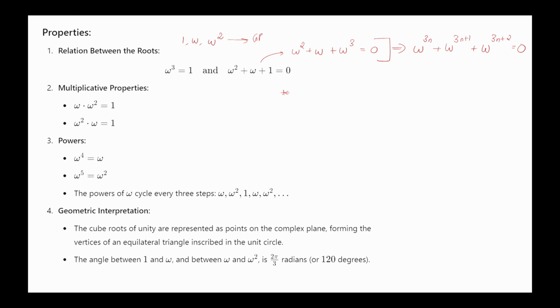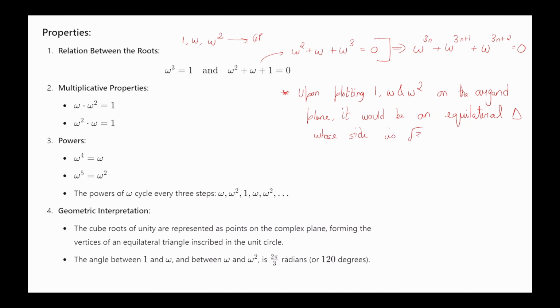Now another important point. This is a very important point that you must remember. Now let's say upon plotting 1, omega and omega square on the Argand plane, if I plot these points on the Argand plane, I am going to get an equilateral triangle. Keep this thing in mind. It is going to be an equilateral triangle whose side length is root 3.